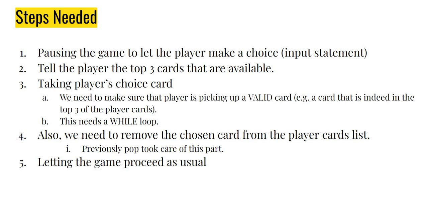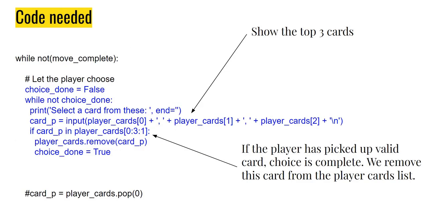We need to now remove the chosen card from the player card list. This is important because remember previously we had a pop statement. Pop statement took care of the removing part. And finally, we can let the game proceed as usual with just one change, that we will make sure that the player has at least three cards to play the game.